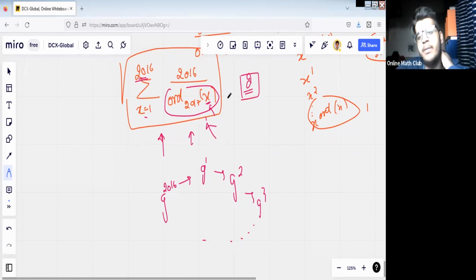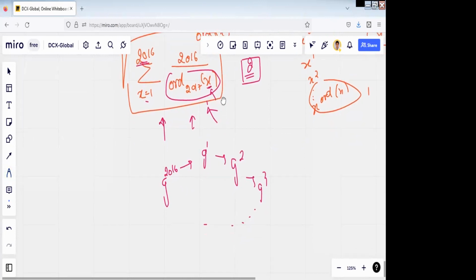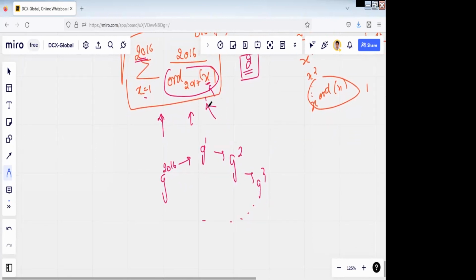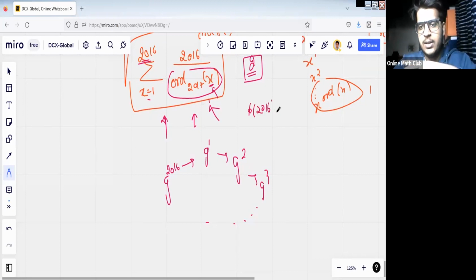And we can bash cases now. No, no, will you bash 2016 in cases? We have some kind of formula for the number of primitive roots of a prime. That is phi of 2016. But what about the other numbers which are not primitive roots? For that, there is a general way.